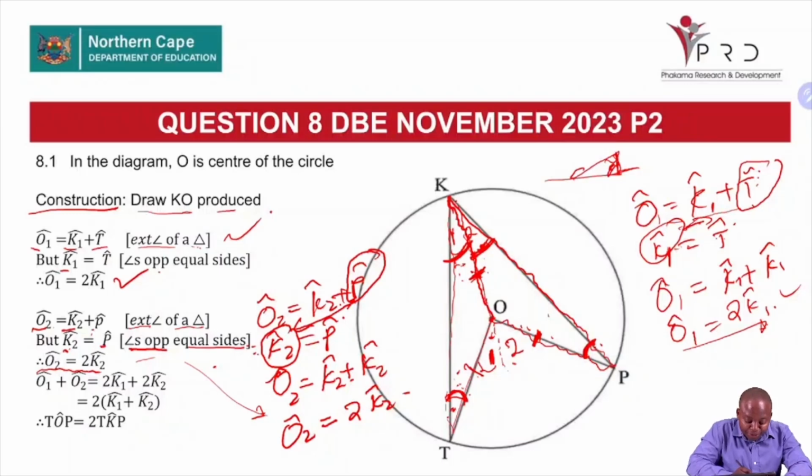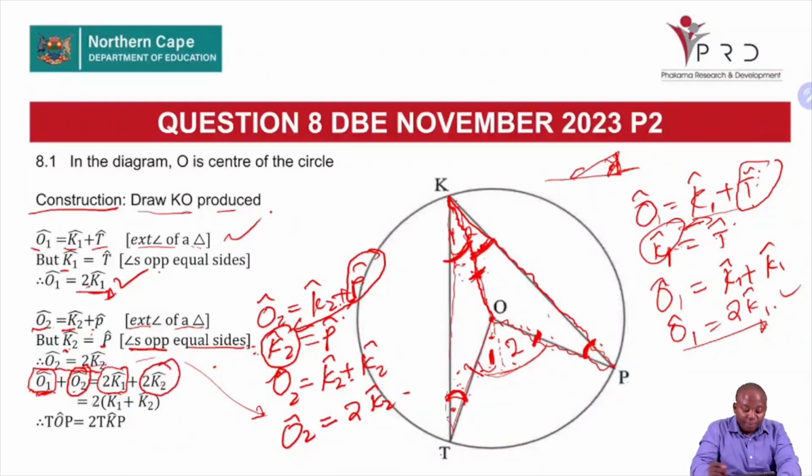Thereafter, we now proceed. We know that O1 plus O2, we just add them together to give us angle TOP. So our angle TOP is what? It's O1 plus O2. Now we know that O1 in this case is 2K1. We find that 2K1 there. That is O1, plus O2. Our O2 was equal to 2K2, which is 2K2. Just showing there the circle and the square there.